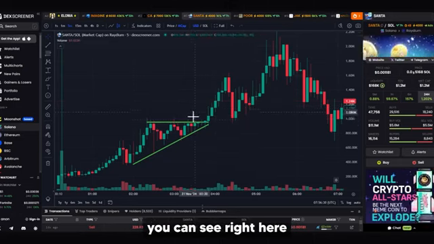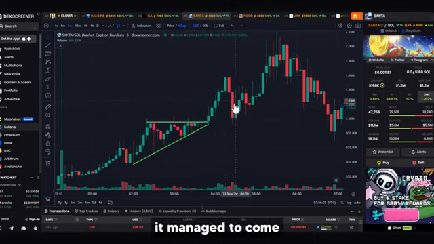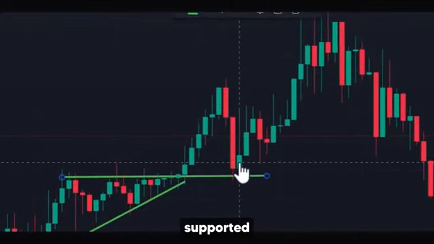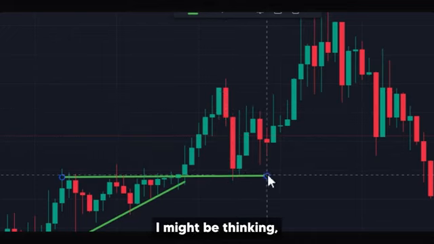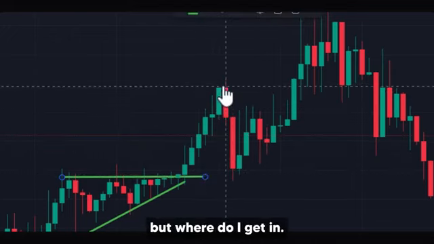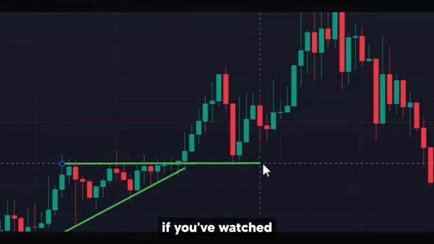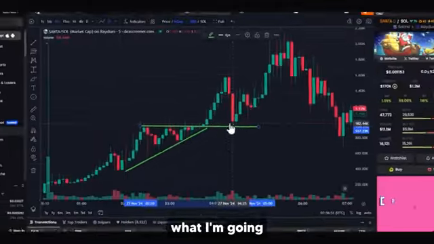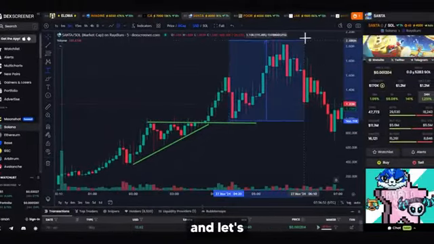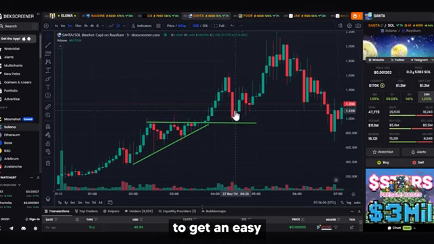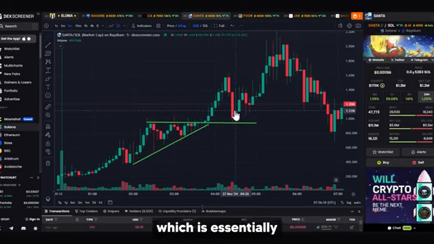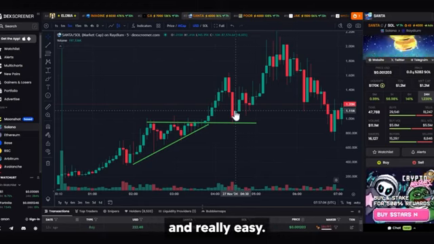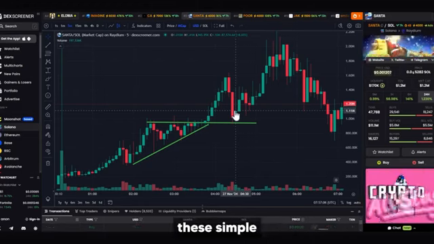Now, of course, you can see right here that price, when it went up, it managed to come all the way back down to this level right here. If I extend this green line, of course, it got supported at this level. So some people might be looking at the price and thinking, okay, price has just pumped up, but where do I get in? That's where, if you've watched this video, you'd extend the line and you see, okay, when price action comes back down to the 940 area, that's where I'm going to buy in. And if you did that and you bought in, and let's say, for example, you'd held, you'd be able to get an easy 100% gain on your money, which is essentially a double in terms of your investment size, which is really good, really interesting, and really easy as long as you manage to draw these simple charts and graphs.